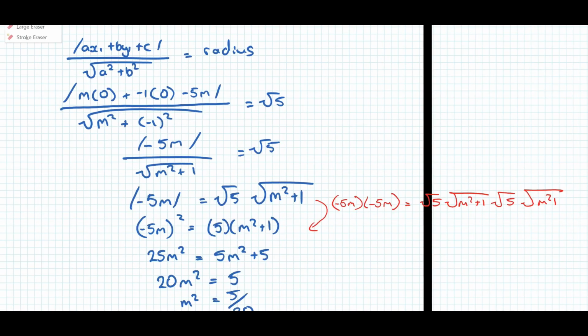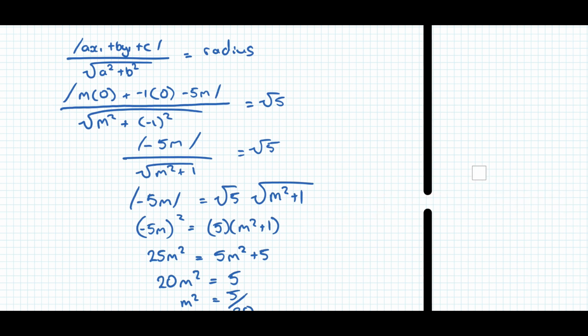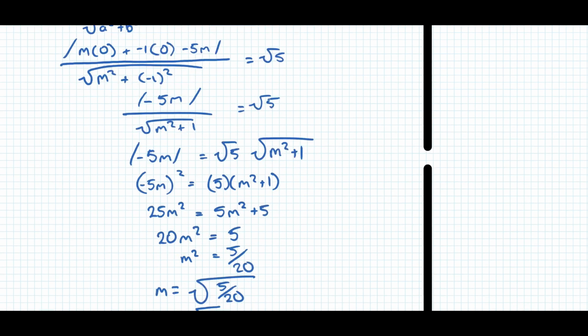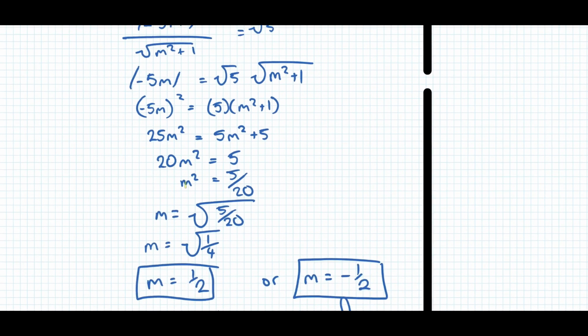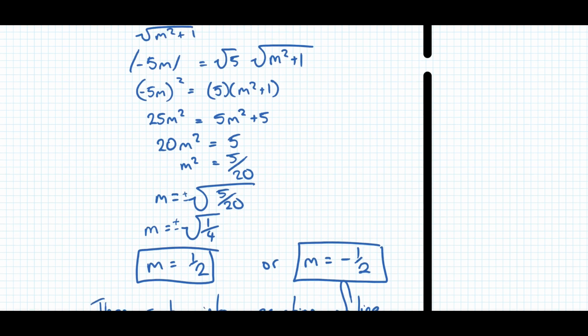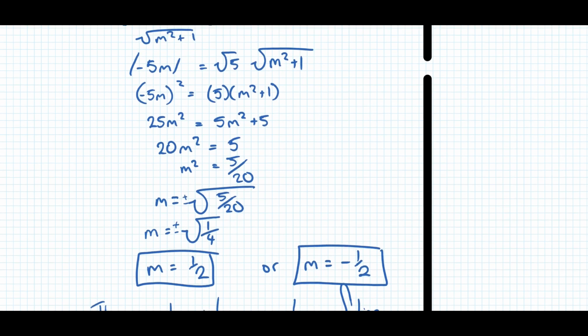Now it's simply a matter of multiplying out the entire line. So minus 5m by minus 5m is 25m squared, 5 by m squared is 5m squared, 5 by 1 is 5. Continue to multiply it out, bring all the m squareds to one side, divide by 20, and then take the square root. Now, we should be getting two answers here. It should be plus or minus, because I want two slopes. Remember, I want two slopes. I want two equations.